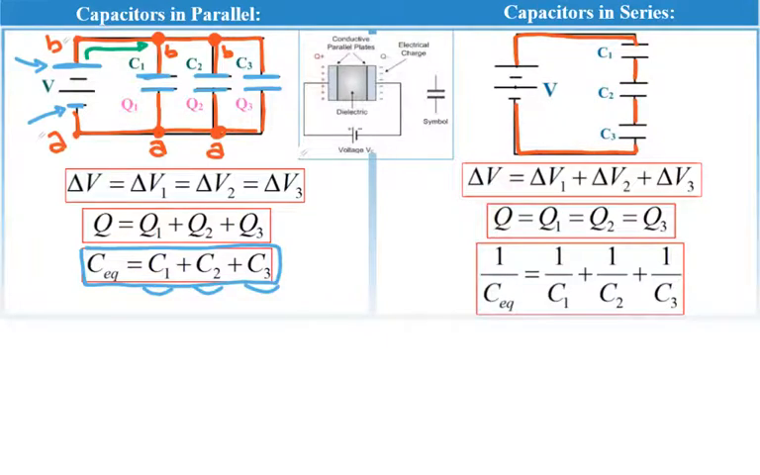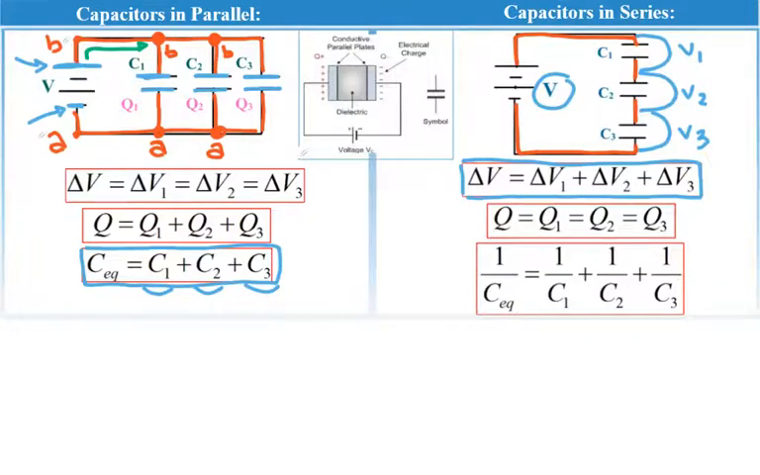For series connection, I have all the voltages. The voltage dropped on this capacitor, the voltage dropped on this capacitor, the voltage dropped on this capacitor. I'm going to call them V1, V2, and V3. So the total voltage is the sum of all the voltages dropped on every single capacitor, the same as it would be in series connection for the resistors.